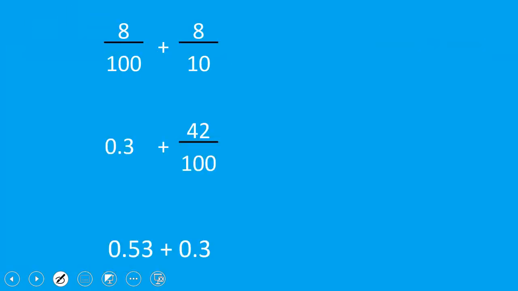All right, so remember, if you have tenths, you're going to turn them into hundredths. Go ahead and pause the video and try to solve these 3 problems. And then when you're done, unpause it and see if you got them right.